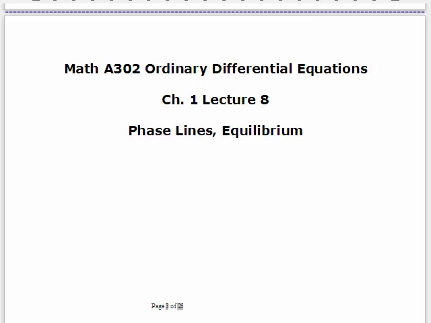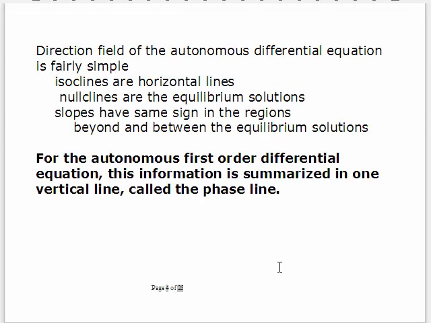This is a lecture now on phase lines and equilibrium solutions as they're represented on phase lines. And this is the first look we have at dynamical behavior for the differential equations. For phase lines, we're going to consider the following. They're going to be the autonomous differential equations, because if you remember, the isoclines were very simple.